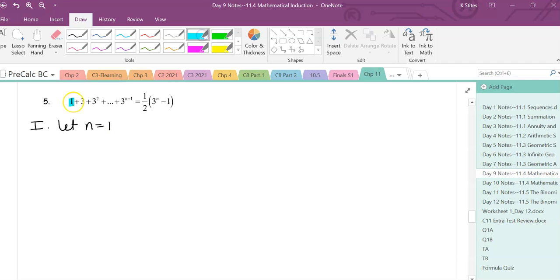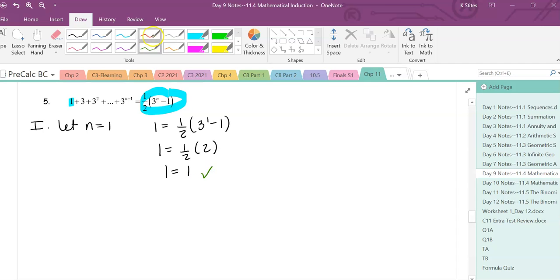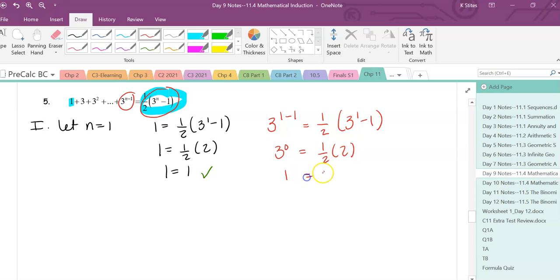And again, you can either set the first term equal to this and plug in a 1 for n, which is 1/2. 3 minus 1 is 2, and so 1 is equal to 1. Or you can go ahead and set this equal to that. And again, 1 is your n value. So 3 to the 0 power equals 1/2 times 2, and 3 to the 0 power is 1. All right, so 1 is equal to 1.